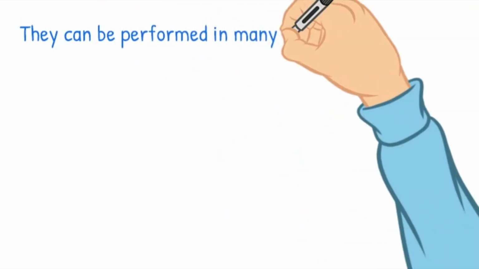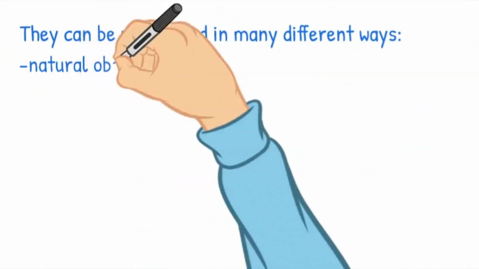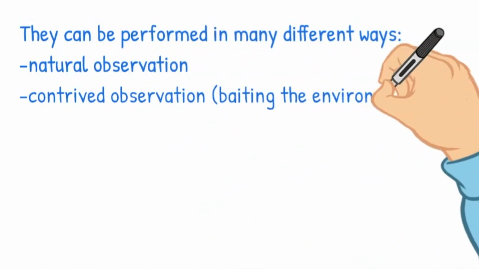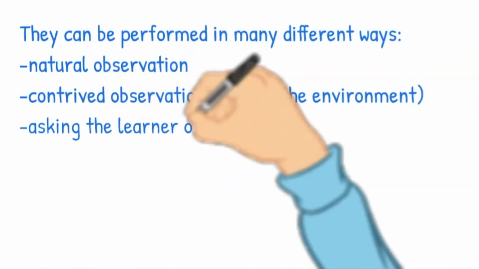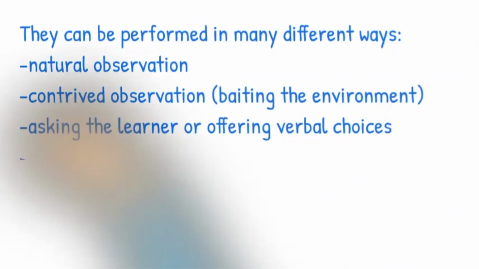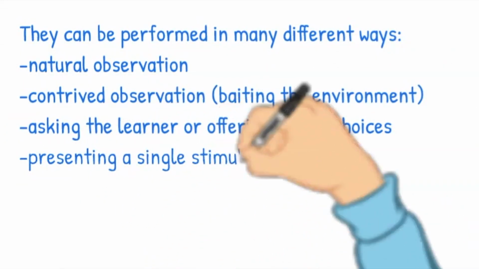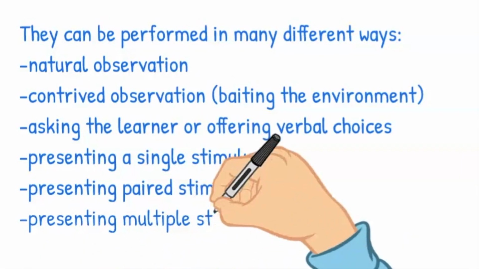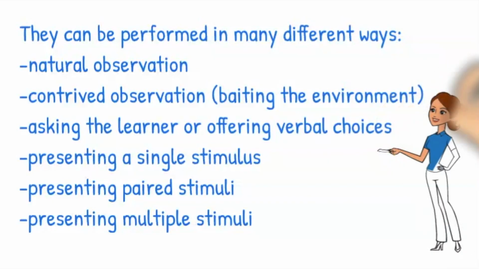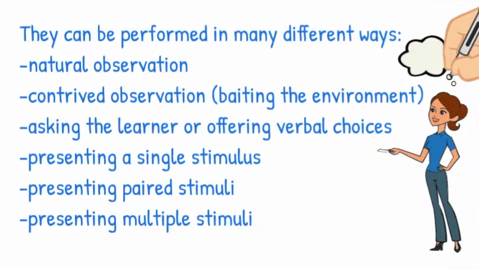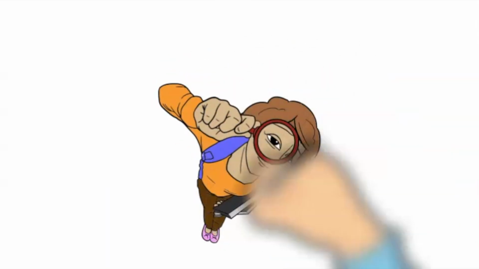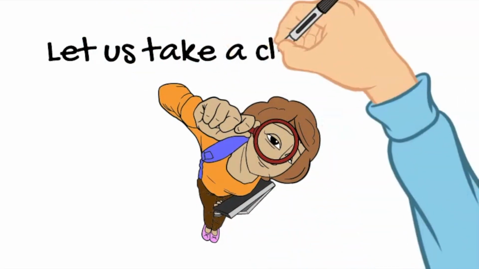They can be performed in many different ways. Natural observation, contrived observation, kind of like baiting the environment, asking the learner or offering verbal choices, presenting a single stimulus at one time, presenting two stimuli together, paired stimuli, or presenting multiple stimuli all at one time, with or without replacement. Let's take a closer look, shall we?